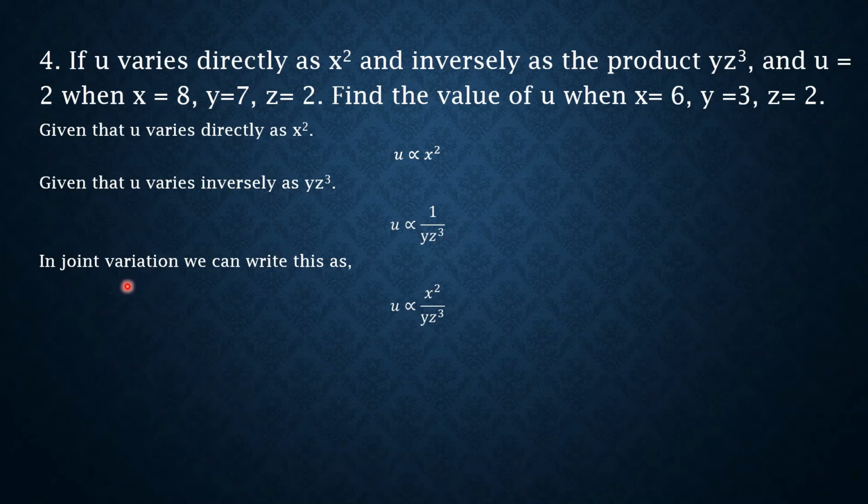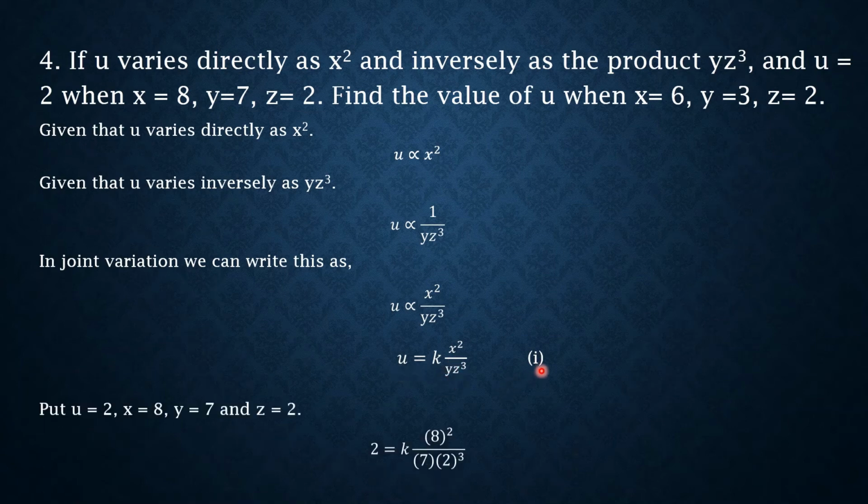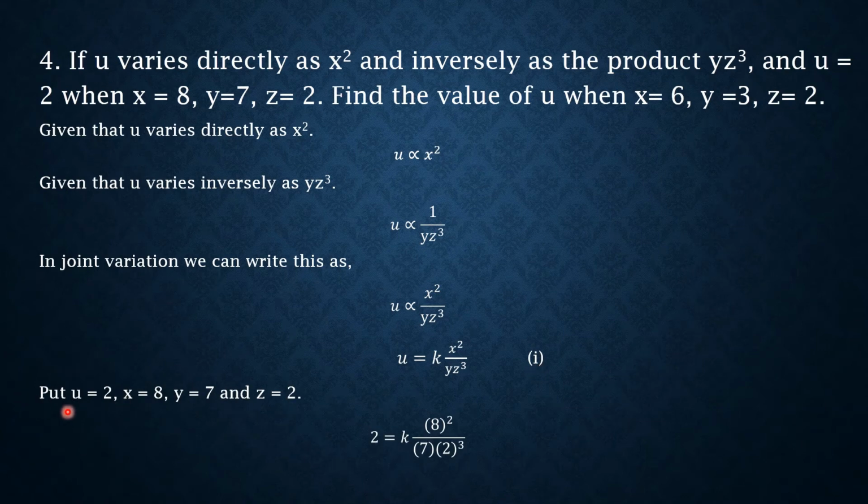Now in joint variation we can write this as u proportional to x square over yz cube. So this implies u equal to k into x square by yz cube. This is equation number 1. So as you know, first of all we will find the value of k, the constant of variation.